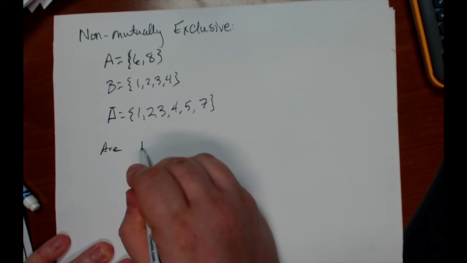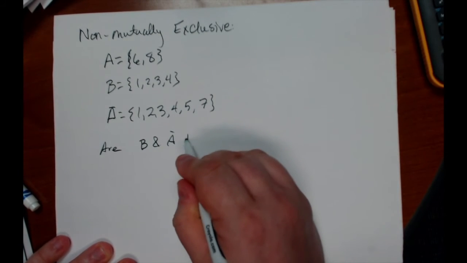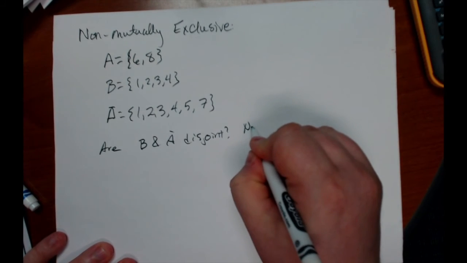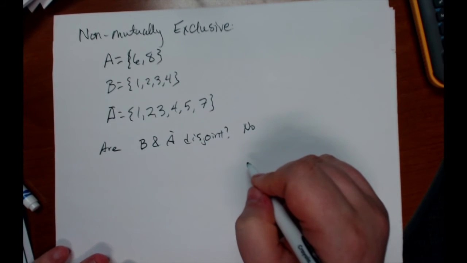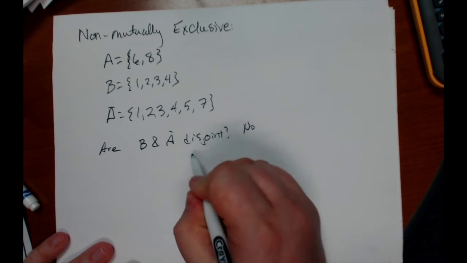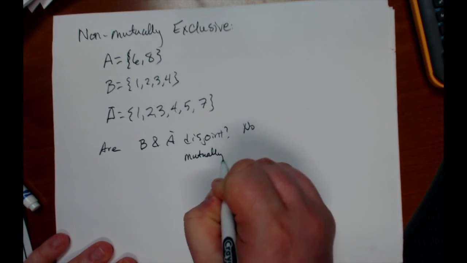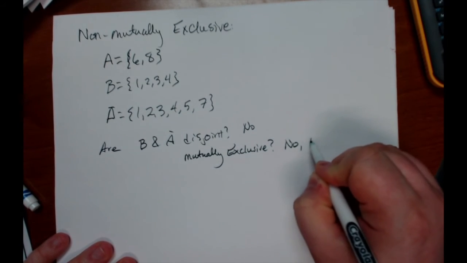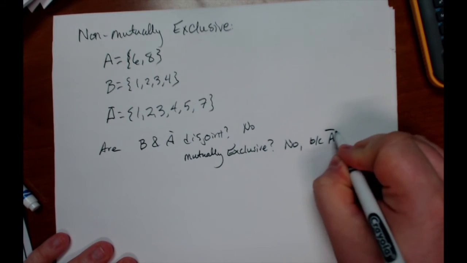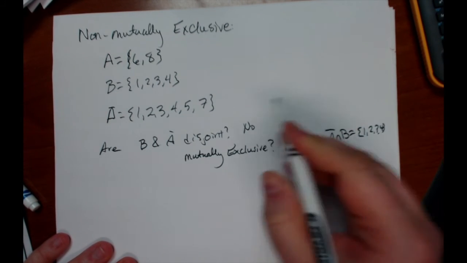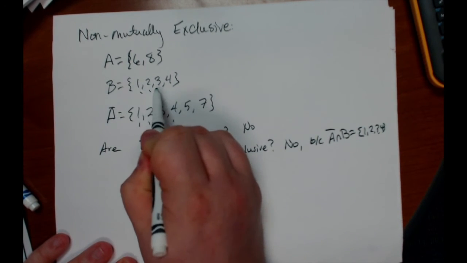Are B and A complement disjoint? No. In fact, they're not mutually exclusive because their intersection is not the empty set. So are they mutually exclusive? No, because A complement intersect B is 1, 2, 3, 4. Those are common to both.